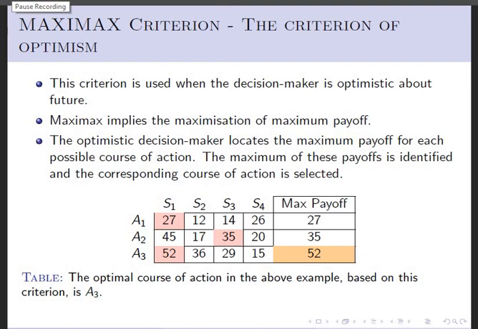In the MAXIMAX criterion, also known as the optimistic criterion, the decision maker locates the maximum payoff for each possible course of action. The maximum of these payoffs is identified and the corresponding alternative is selected. Here, the maximum payoff corresponding to A1 is 27, the maximum payoff for A2 is 35, and the maximum payoff for A3 is 52. The maximum of maximum payoffs here is 52, hence the optimal alternative is A3.